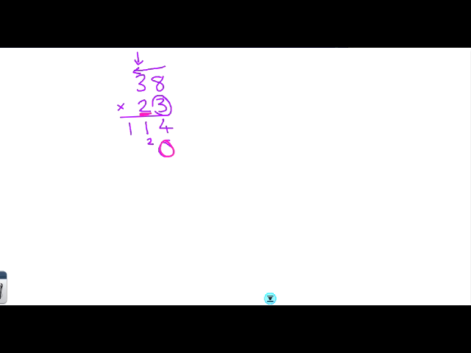So 8 2s are 16, so 6, carry the 1. 3 times 2 is 6, add this 1 is 7. So I've done exactly the same as I did with the 3, but with the 2. Now you just add them up. So 4 add 0 is 4, 1 add 6, 7, 1 add 7, 8.